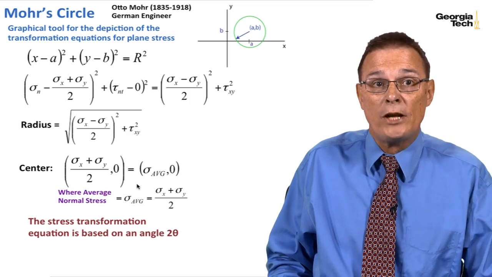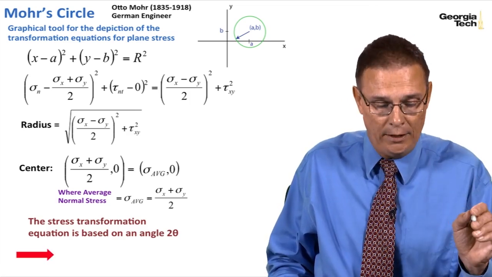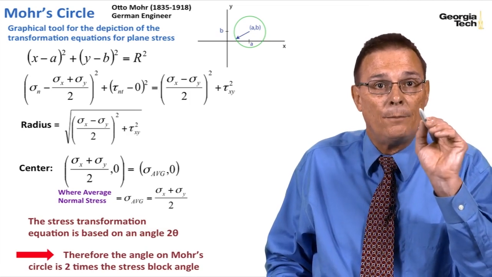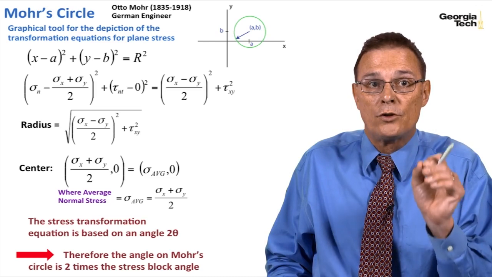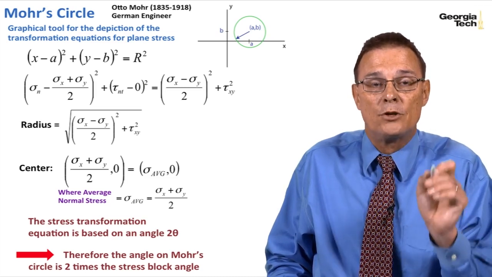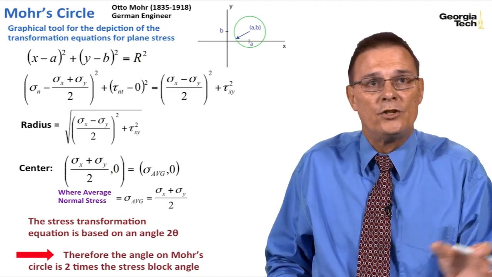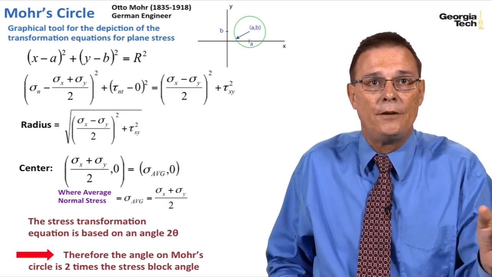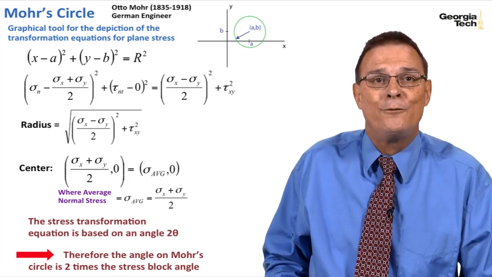And so the stress transformation equation, remember, is based on an angle of 2 theta. The stress block's angle is theta, so therefore the angle on Mohr's circle is 2 times the stress block angle. And we'll come back and use these equations to actually solve problems and graphically depict the transformation equations for plane stress in future modules.